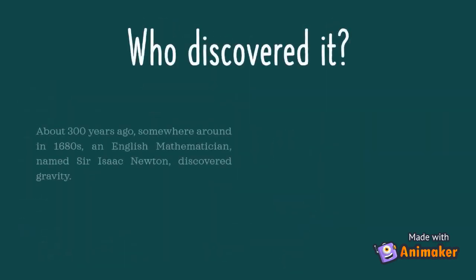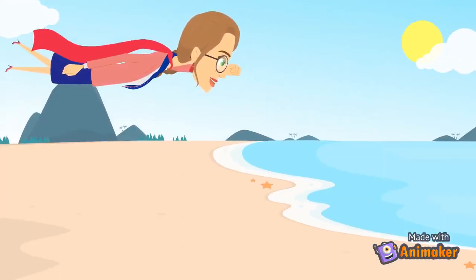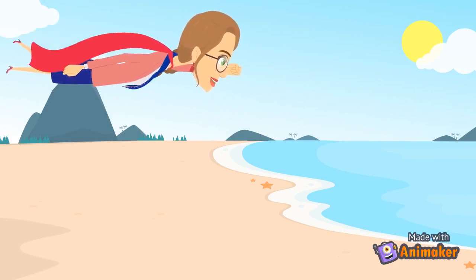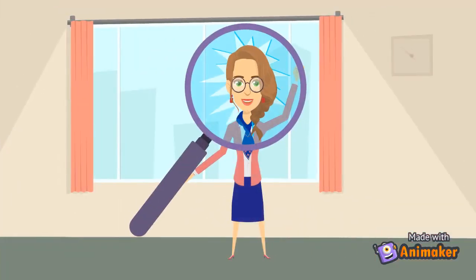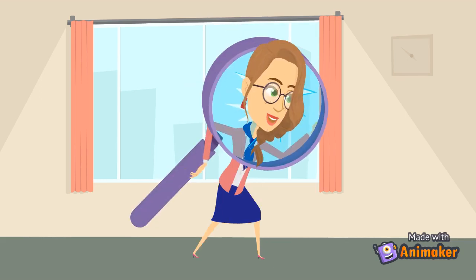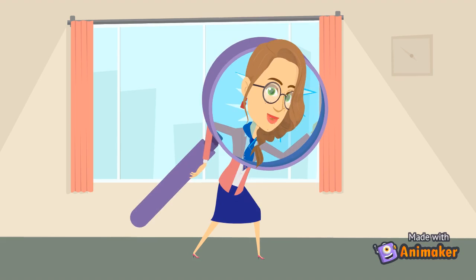Who discovered it? About 300 years ago, somewhere around the 1680s, an English mathematician named Sir Isaac Newton discovered gravity. So, does this mean people were floating before the 1680s? Well, no. It's just that gravity has always existed. But it took a genius mind to discover it and introduce it to the world.